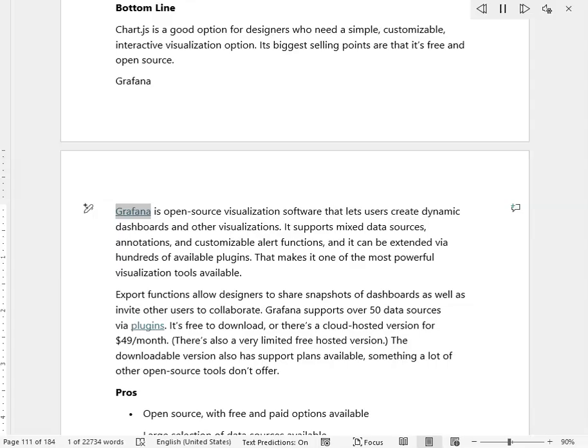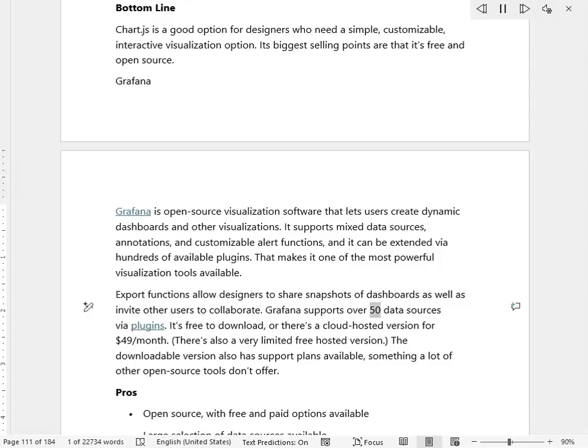Grafana. Grafana is open-source visualization software that lets users create dynamic dashboards and other visualizations. It supports mixed data sources, annotations, and customizable alert functions, and it can be extended via hundreds of available plugins. That makes it one of the most powerful visualization tools available. Export functions allow designers to share snapshots of dashboards as well as invite other users to collaborate.